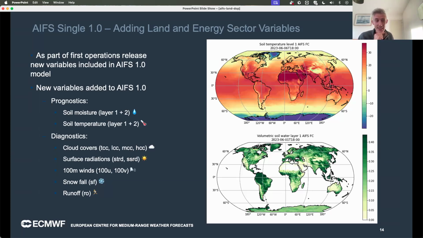I mean, there's a caveat there again. The operational model is 9 kilometer resolution. The AIFS is 30 kilometer resolution. The IFS is running with a 15-minute time step. The AIFS is running with a 6 hour time step. So there's a big saving already there.